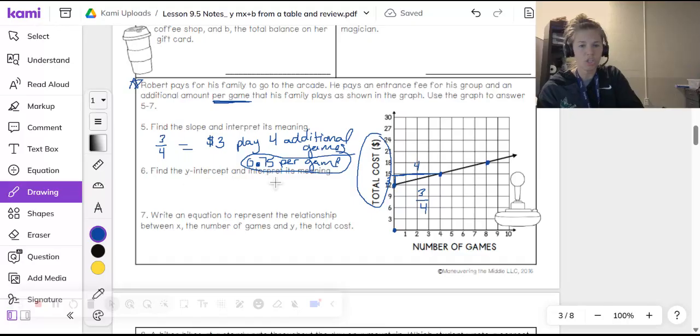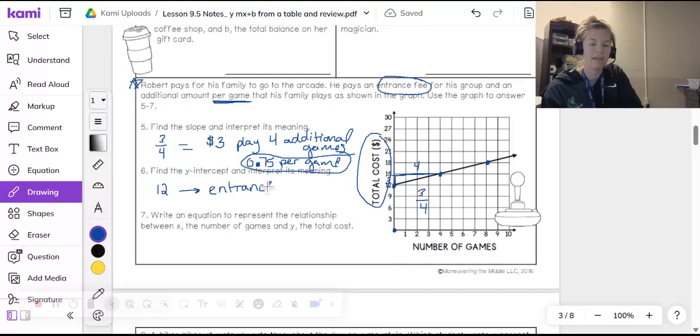Now my y-intercept is where it crossed that y-axis. Well, when x was 0, when we played 0 games, it cost us $12. So my y-intercept was 12. And they called this an entrance fee, the fee to get into the arcade, that we pay no matter how many games we play. So that makes my equation an equation between x, the number of games, and y, the total cost.